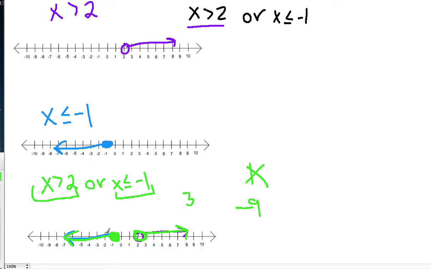That's different than an AND graph, because an AND graph is all about where they overlap. But these don't need to overlap, because an OR statement means that either one of them is true or both of them are true.